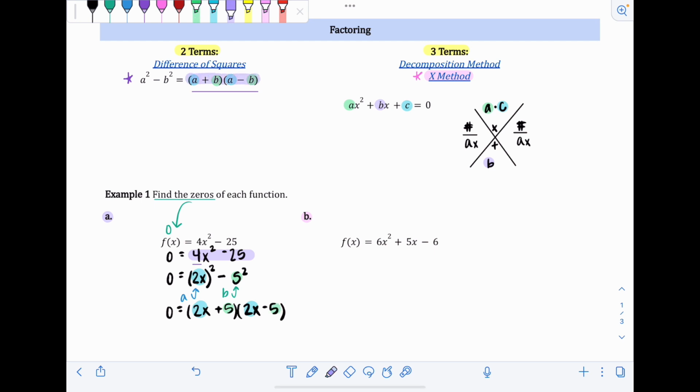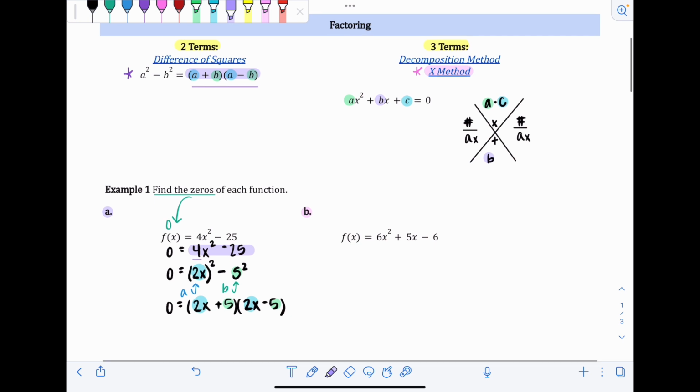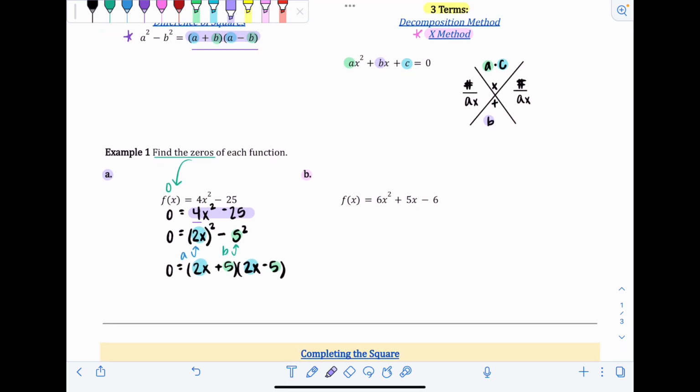So we put 2x in for both of the a's and 5 in for both of the b's into this formula up here. And then when it says find the zeros, we have to go all the way down to where we get x equals 0. So next we're going to use something called the zero product property, and that requires us to take each factor. This is one factor right here, 2x plus 5, we're going to set that equal to 0. And then the second factor, which is 2x minus 5, we're going to set that equal to 0 as well. Now we have to solve each one of those mini equations for x.